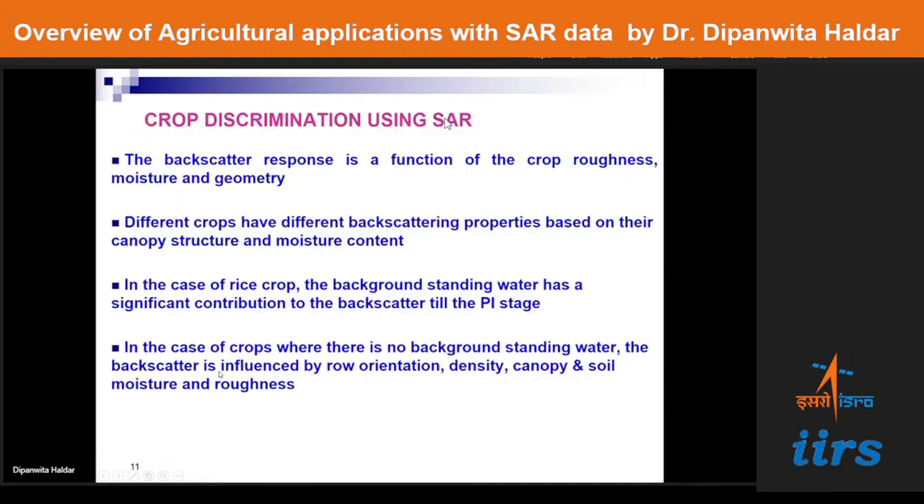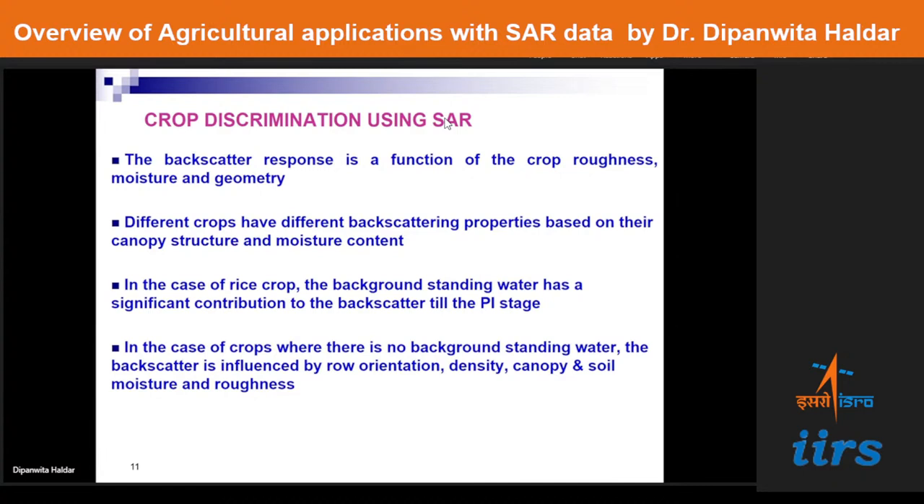Okay. Now, crop discrimination. Let us come into this part because our focus will be on agricultural applications. So the backscatter response is a function of these factors. We already discussed the crop roughness, the moisture, as well as the geometry or the architecture. Various crops have different backscattering properties based on their canopy structure. You know that rice crop is different from mustard crop, is different from cotton, is different from jute. So they will have their own canopy structure, architecture, as well as the moisture content, which governs these backscattering properties.